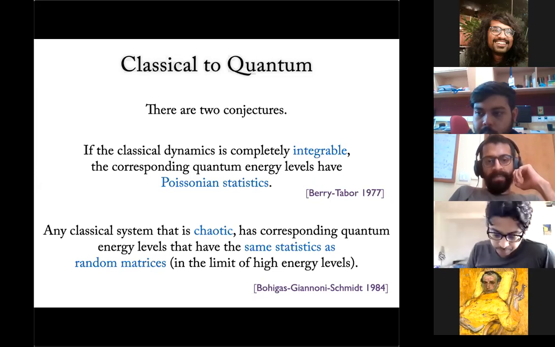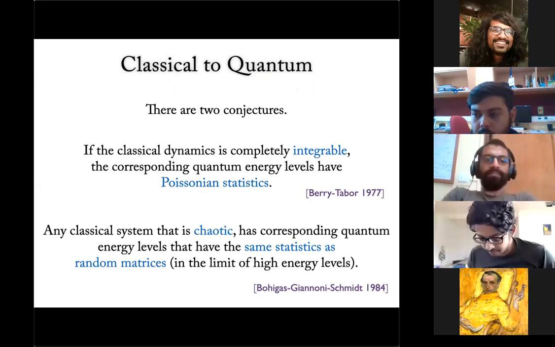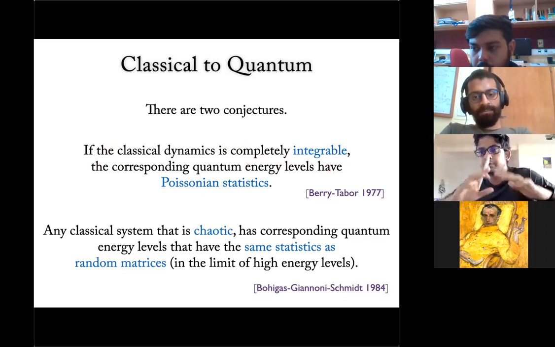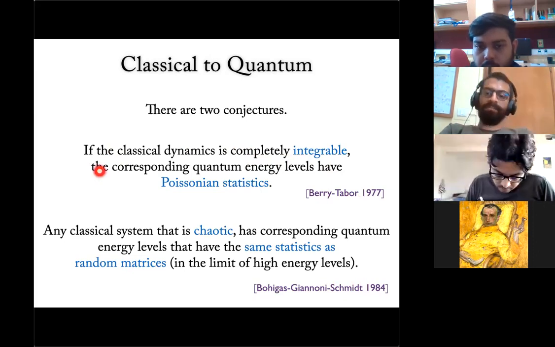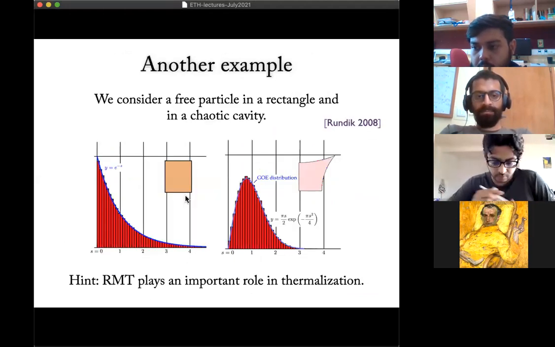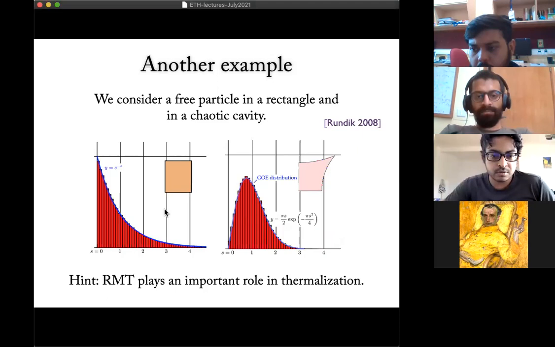Okay. So, how can we go from the classical regime to the quantum regime? More generally, what can possibly be a universal description of this? There are two conjectures, one by Berry and Tabor, and another one by BGS, Bohigas, Giannoni, and Smith. The first one by Berry and Tabor says that if the classical dynamics is completely integrable, like if you have a square box and the potential outside the square is infinity, so it's a particle in a box, the corresponding quantum energy levels have Poissonian statistics, as we saw in this example. If I go back, over here, this is an integrable system that obeys Poissonian statistics. And on the other hand, this is a chaotic example in which you have this GOE distribution that fits it.